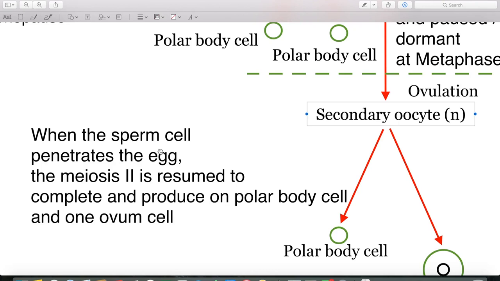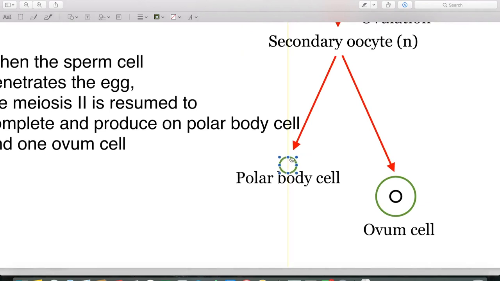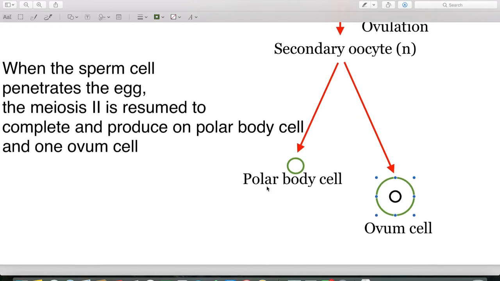It resumes and completes meiosis 2, and this time it produces a polar body cell and an ovum cell. Finally, this is the ovum cell. Remember, only after this does the fertilization process take place, where the nucleus of the sperm cell and the nucleus of the ovum cell fuse together and create the zygote. What is the function of the polar body cells? No function. The reason we have polar body cells is to make sure the female produces only one ovum at a time.